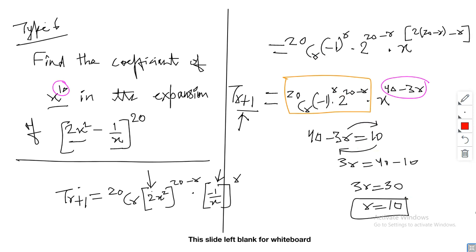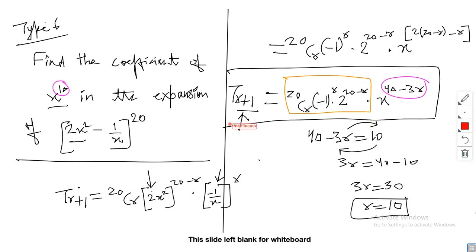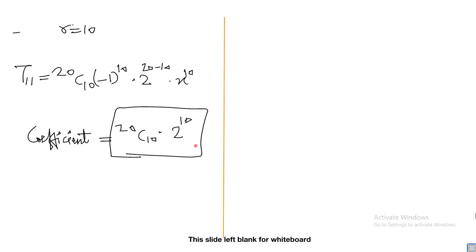And in the same form, let me make the box, in the same formula, the simplified one. In the same formula, I just put r equals 10. So I got the 11th term is equal to such and such, and the coefficient equals such and such.